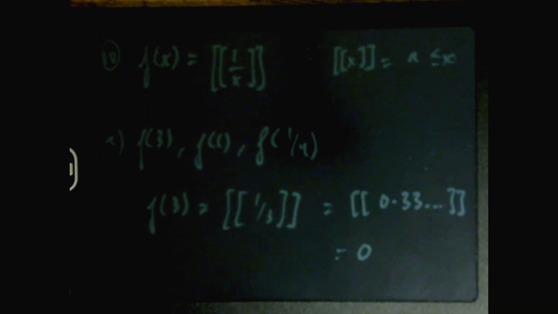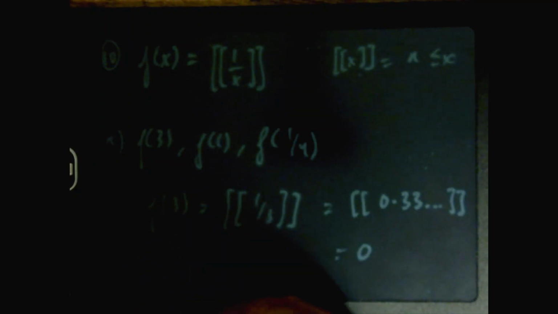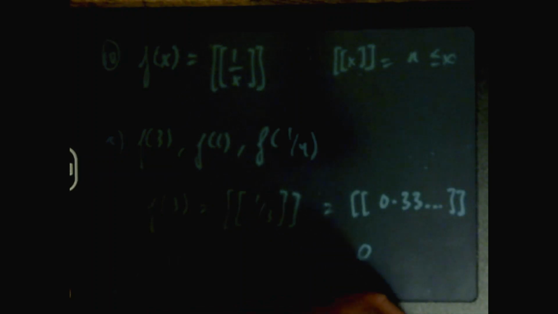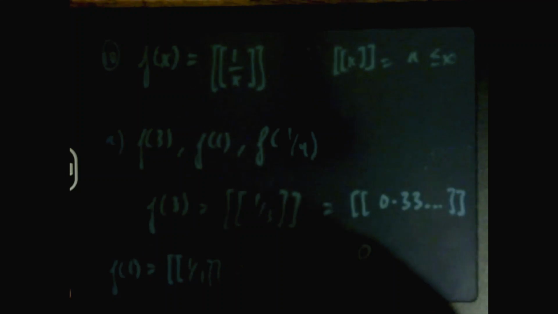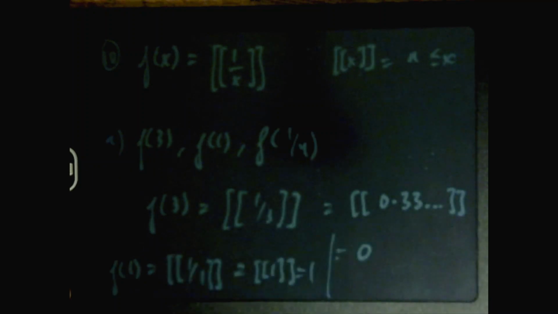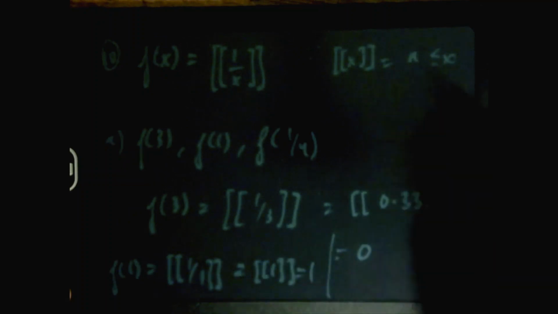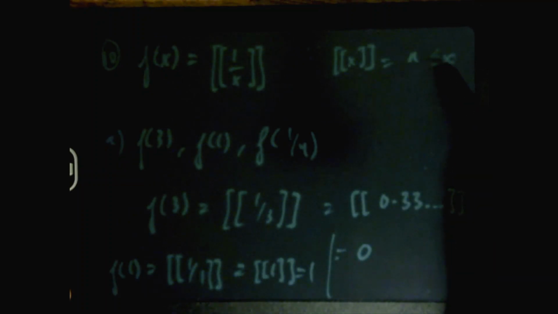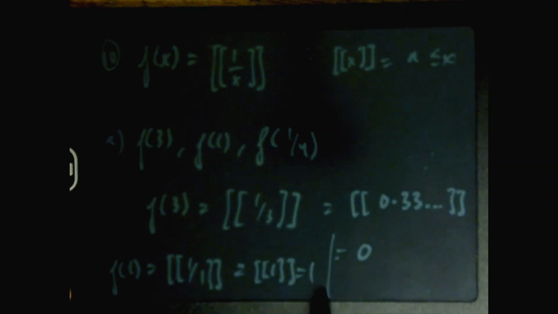Okay, now similarly, if you look at f of 1, what is that? It's just the greatest integer function of 1 over 1. So that's just the greatest integer function of 1, which is going to be just 1. Right? So why? Because, again, it's not a strict less than sign. It's less than or equal to. So 1 should work here.